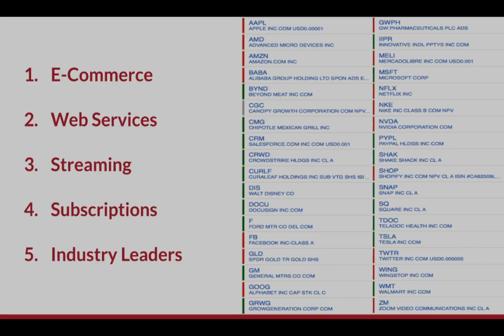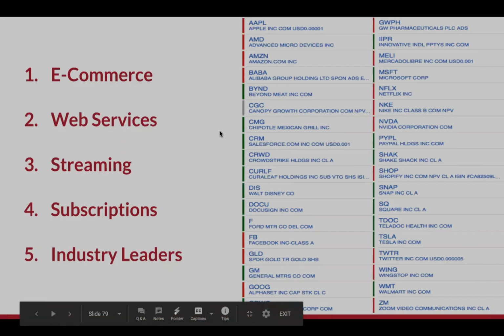Look for web services, look for streaming, subscriptions, or industry leaders, okay? This is my list of companies that I own that I buy options on. They're called my stock stars, all right?